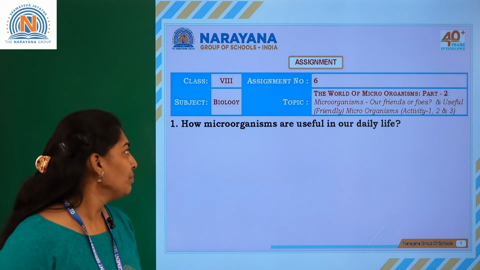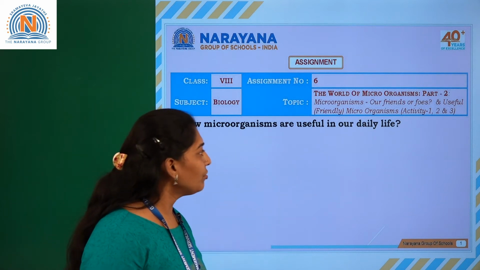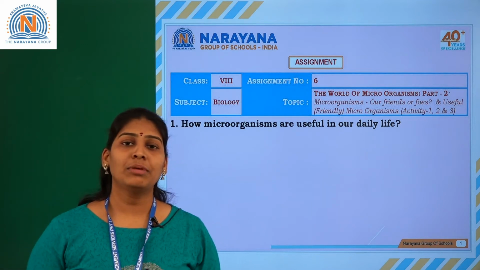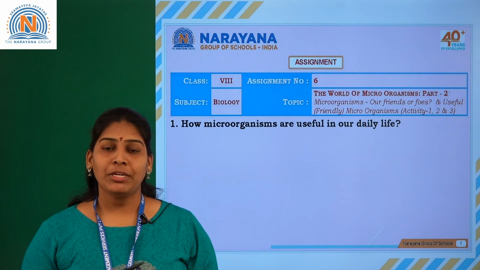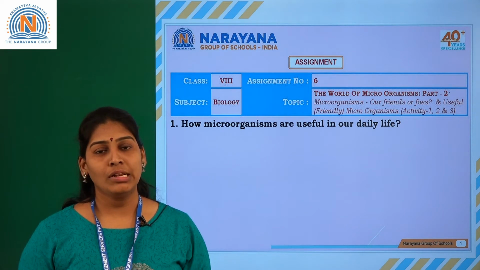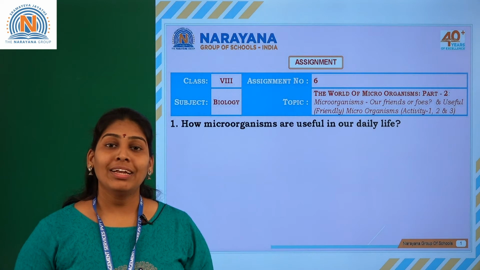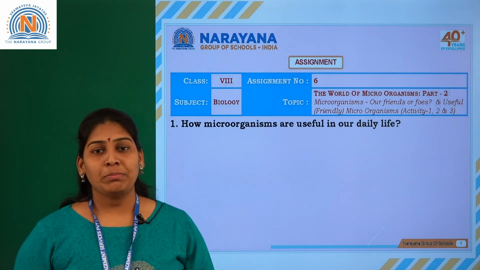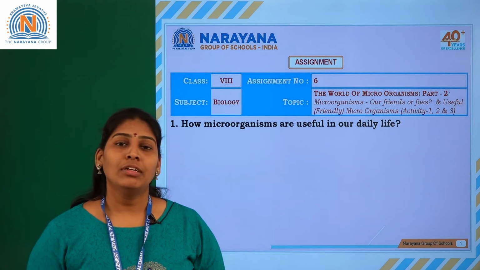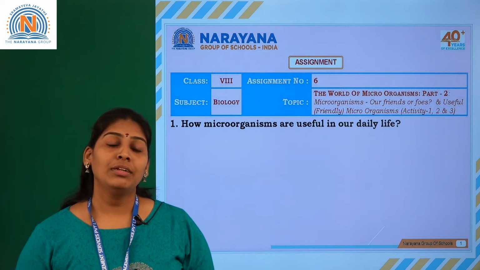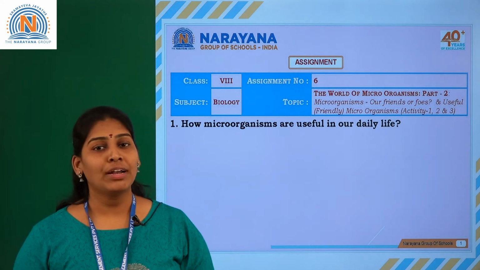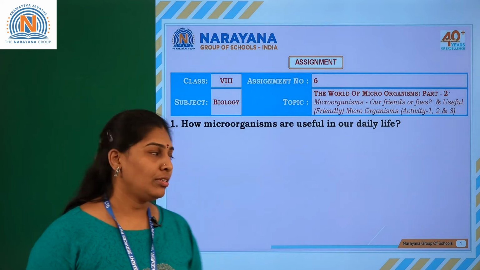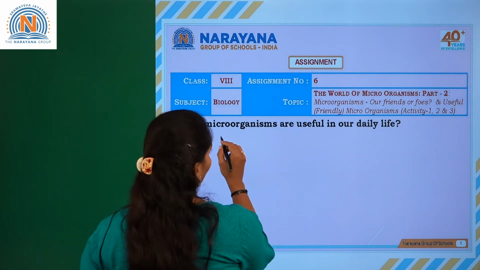The first question: how are microorganisms useful in our daily life? In our daily life, we can use microorganisms for the preparation of food, especially idli, dosa, and we can make cakes. All these are for food purposes. When it comes to industry, they are very useful for the production of antibiotics. Some medicines are also produced by microorganisms. So let us go for writing the answers.